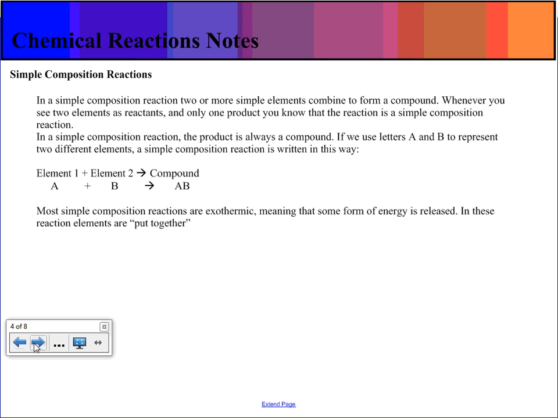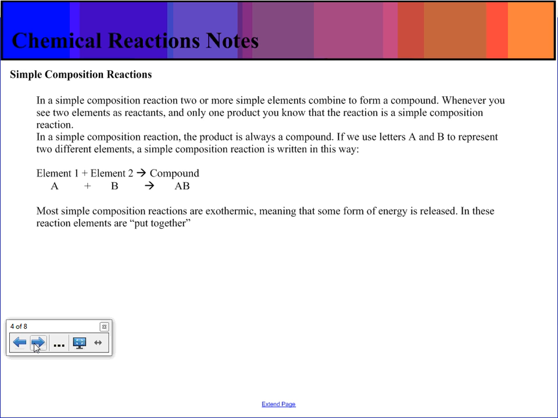Simple composition reaction. In a simple composition reaction, 2 or more simple elements combine to form a compound. Whenever you see 2 elements as reactants and only one product, you know that the reaction is a simple composition reaction. In a simple composition reaction, the product is always a compound.